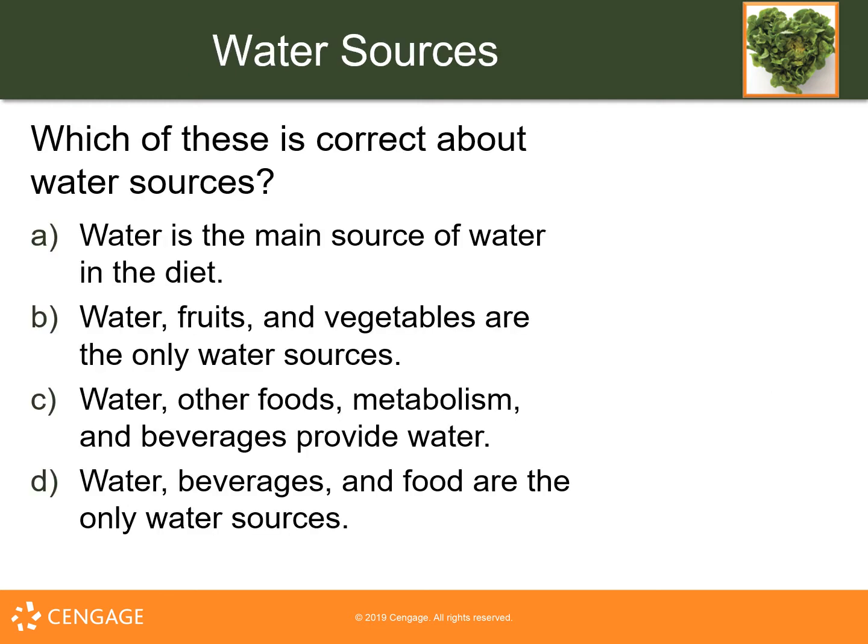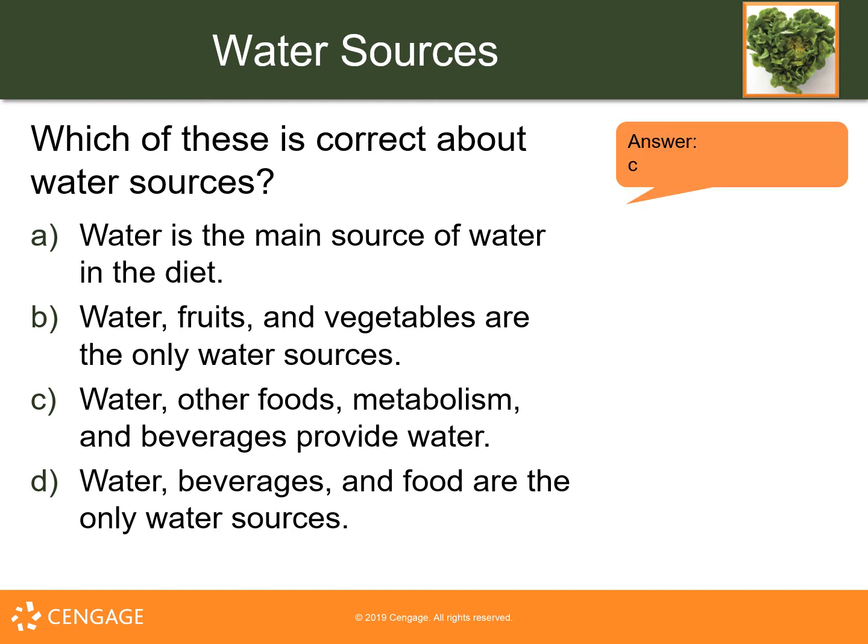Which of these is correct about water sources? A, water is the main source of water in the diet. B, water, fruits, and vegetables are the only water sources. C, water, other foods, metabolism, and beverages provide water. D, water, beverages, and food are the only water sources. So which of these is correct about water sources? You can pause it and then come back.